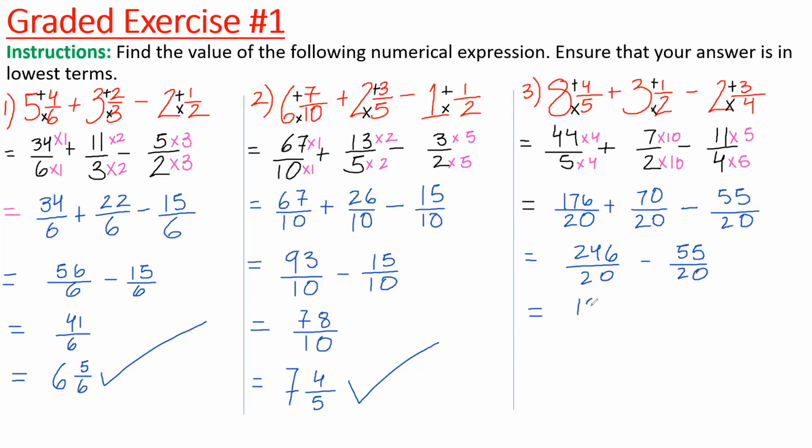191 over 20. And we change it back to a mixed fraction. So we divide it. How many times does 20 go into 191? 9 times. 20 times 9 is 180, and I subtract. My numerator is 11, my whole number is 9, and my denominator is 20. So you would put it as 9 and 11 over 20. Okay.